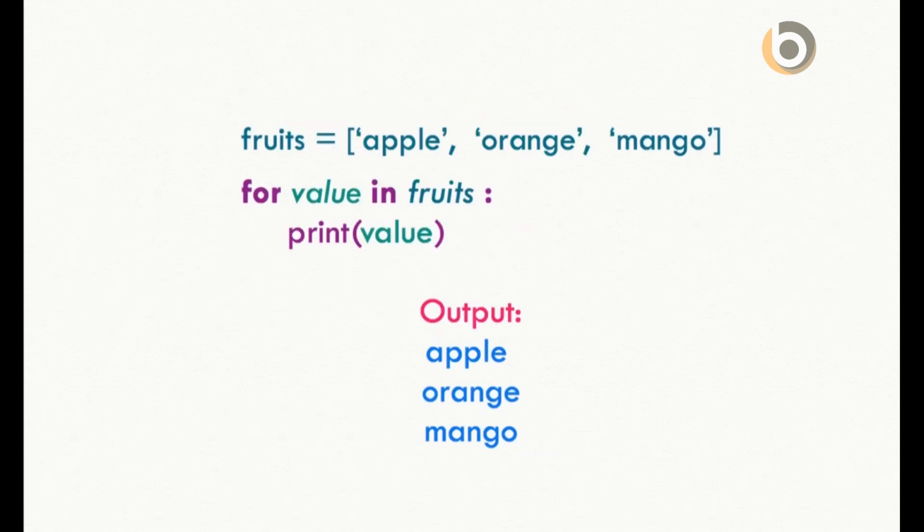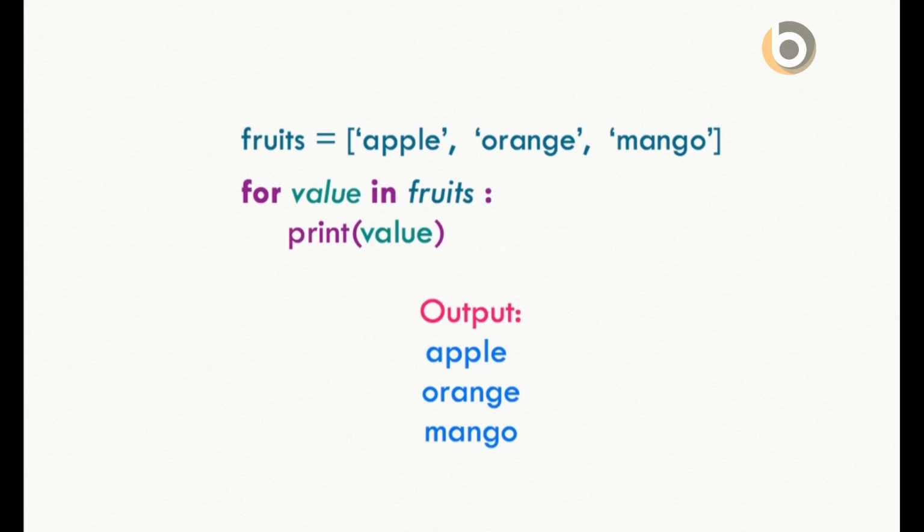We can also have custom lists instead of lists generated by the range function. As you can see in this example, we have a list of fruits that contains 3 elements: apple, orange, and mango. And we have given this list to the for loop to iterate through every element in the fruits list. You can see in the output that the for loop executed 3 times for every element of the list and printed it.